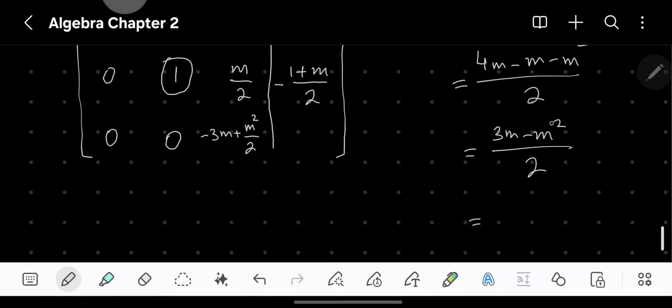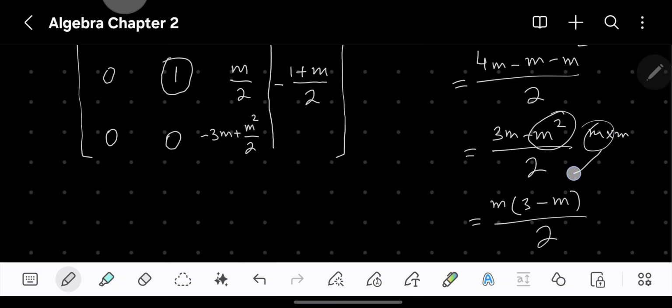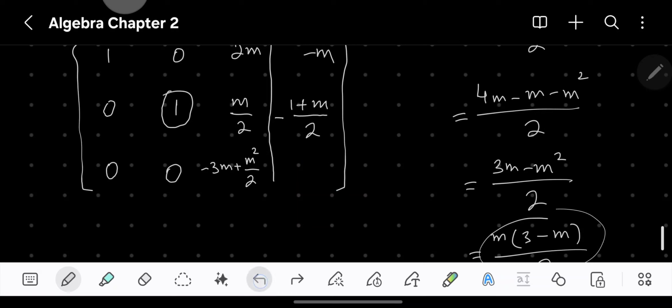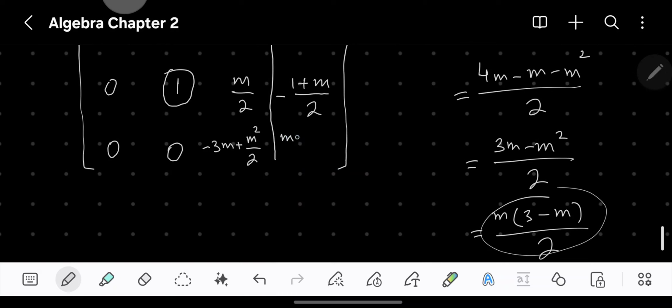Now if I take m common from both, what will I get? 3 minus m. Because this is m times m. So once I take 1m here, I will be left with 1m here, okay? And this is the final thing which I will write here. So I will write m times 3 minus m by 2.